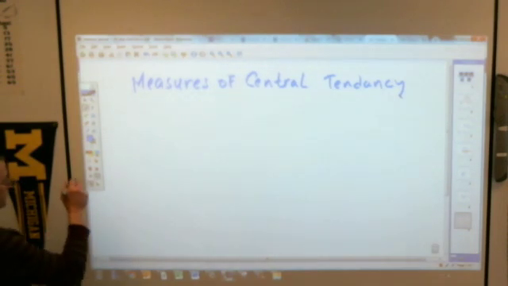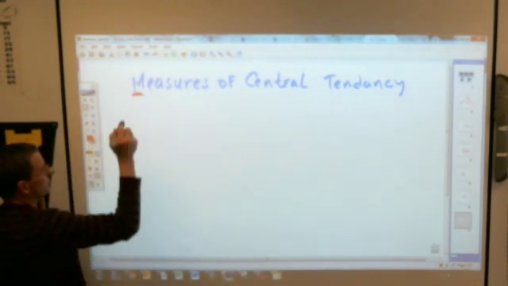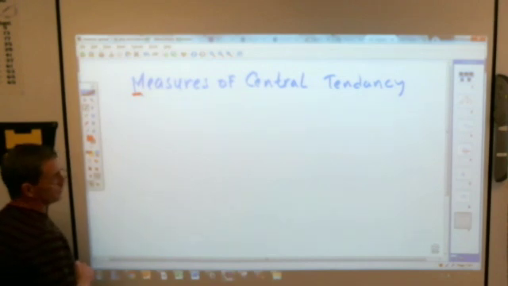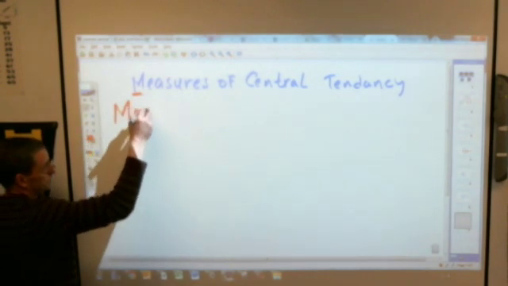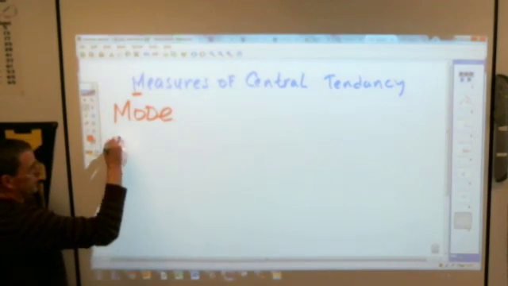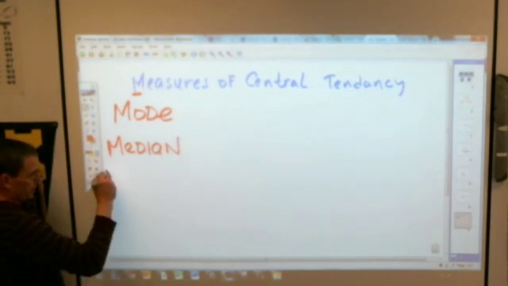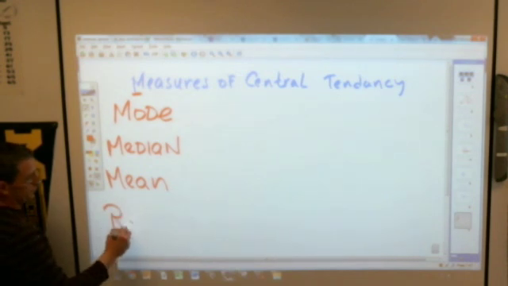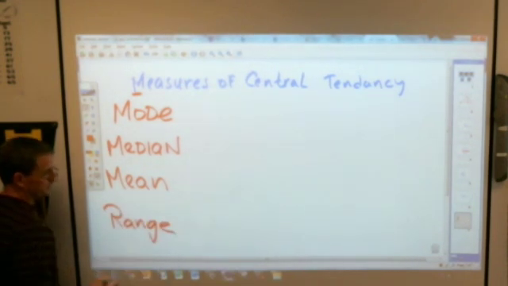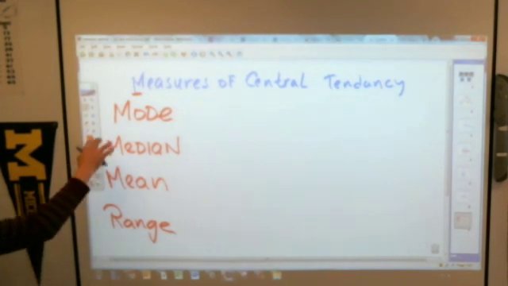Unfortunately, most of the things we talk about under measures of central tendency start with the letter M, so you'd be able to find it there. And you should write these words in very, very, very big letters here. Write down the word mode. Write down the word median. Write down the word mean. And then the oddball we're going to talk about is something we call range. So write those down because these are what we call the measures of central tendency.